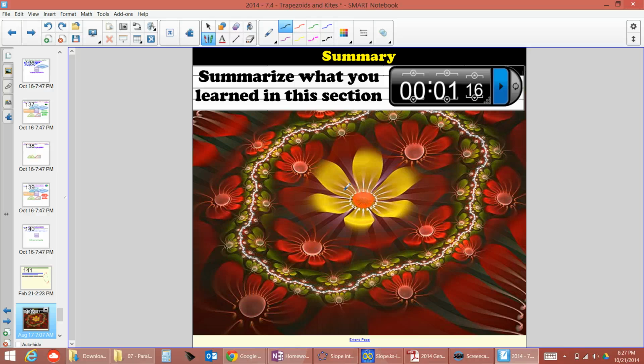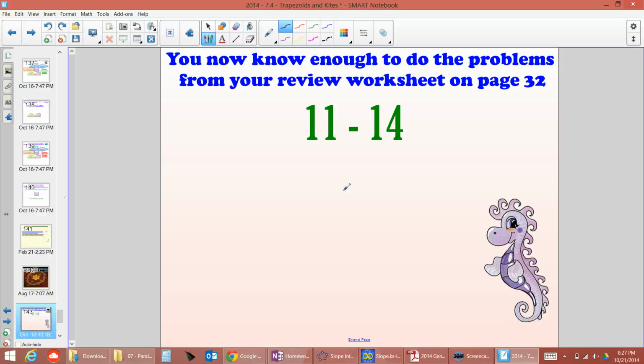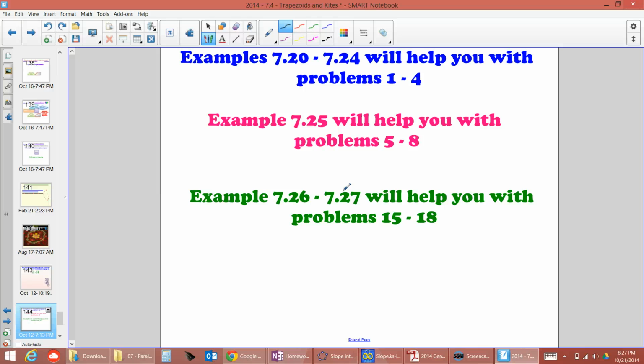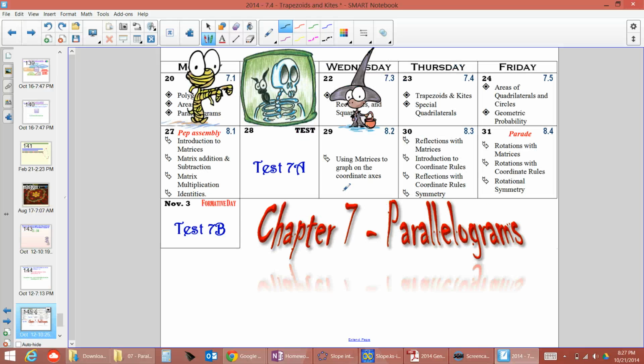Summarize what you learned today. Should be a full summary. We had a ton of new information today. I will be looking for a good full summary. All right. You now know enough to do problems 11 through 14 as well as all the others that I've shown, which is basically most of the review worksheet. This will help you on your homework for these problems here. So we just did trapezoids and kites and special quadrilaterals. Tomorrow we're doing areas of quadrilaterals and circles, and we're doing geometric probability, which is really, really fun.